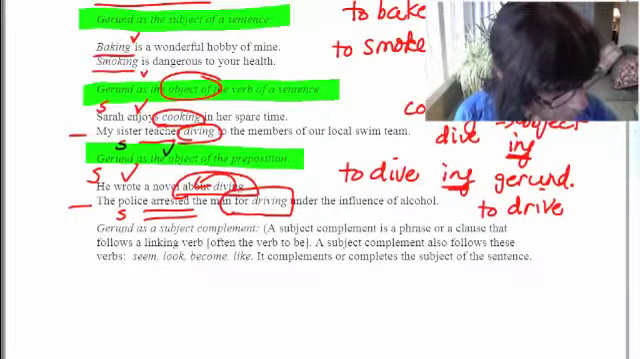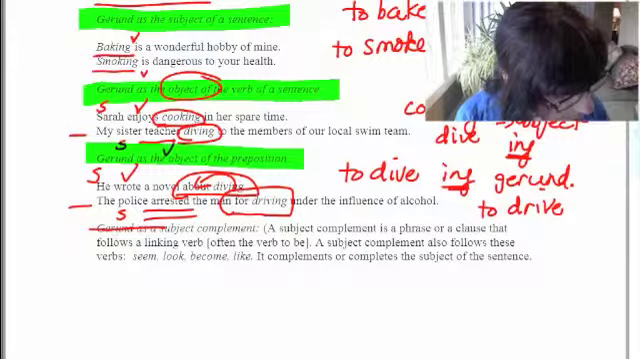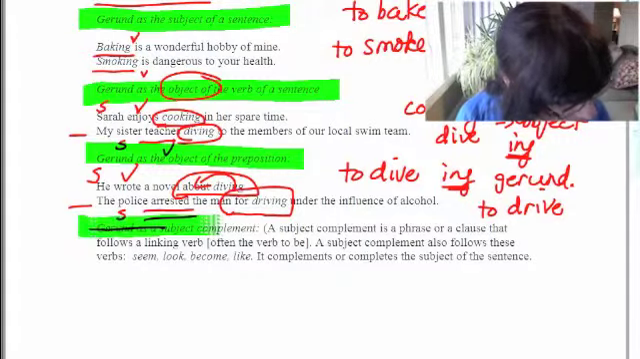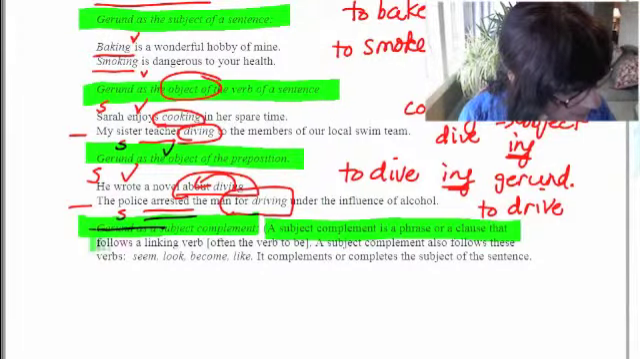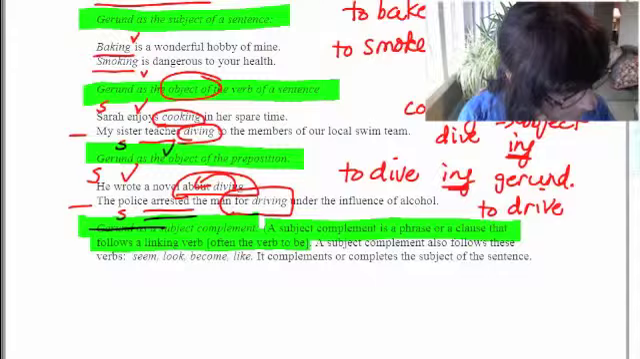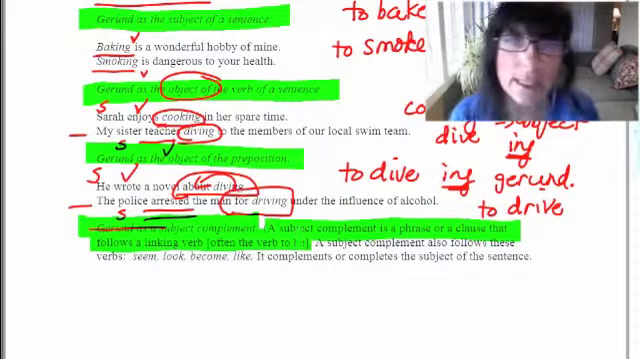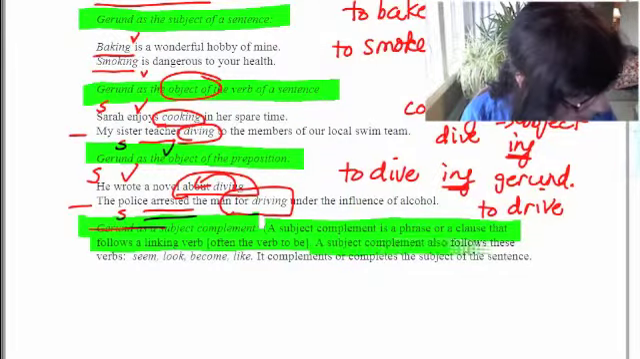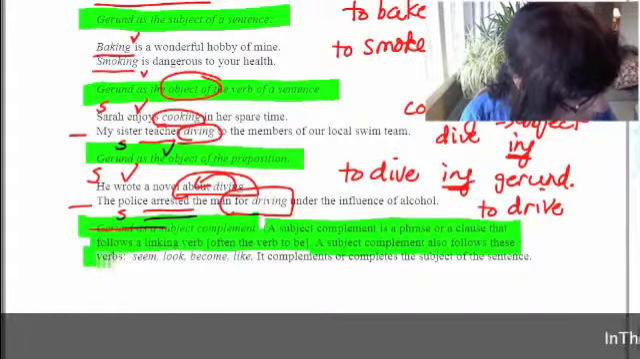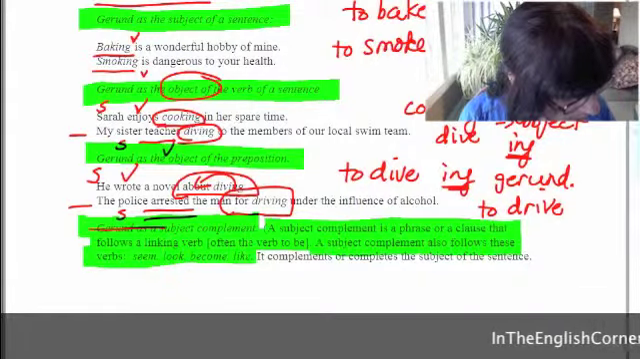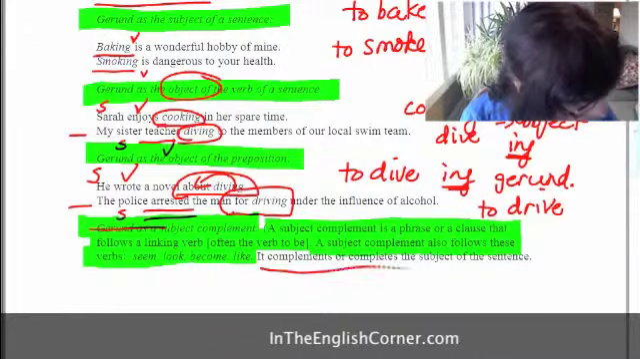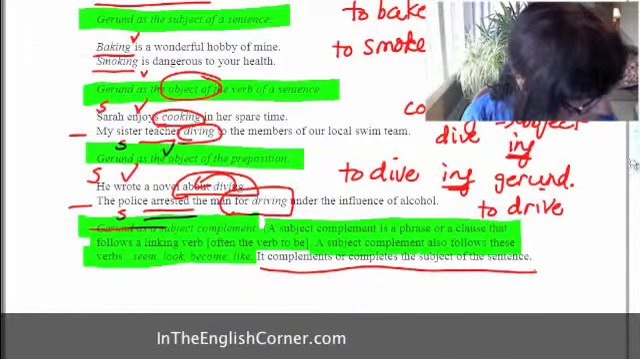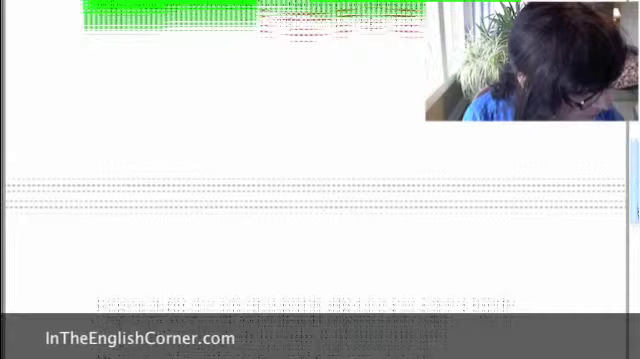So here's another rule. Gerunds can be used as a subject complement. Now, a subject complement is a phrase or a clause that follows a linking verb, and the linking verb is often the verb to be. A subject complement also follows these verbs: seem, look, become, and like. And it's called a complement because it complements or completes the subject of the sentence.